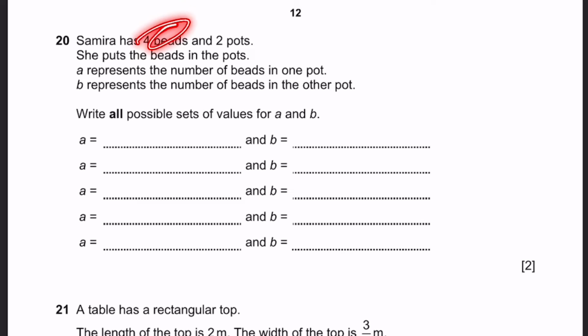Well, there are 4 beads and there are 2 pots. Firstly, you can put all the beads in one pot. So let's say you put all of them in the first pot. Then instead of putting all of them, you just remove one from the first pot and put that one in the second one. So that's 3, 1. And then do that again, and again, and again, and that's our answer.